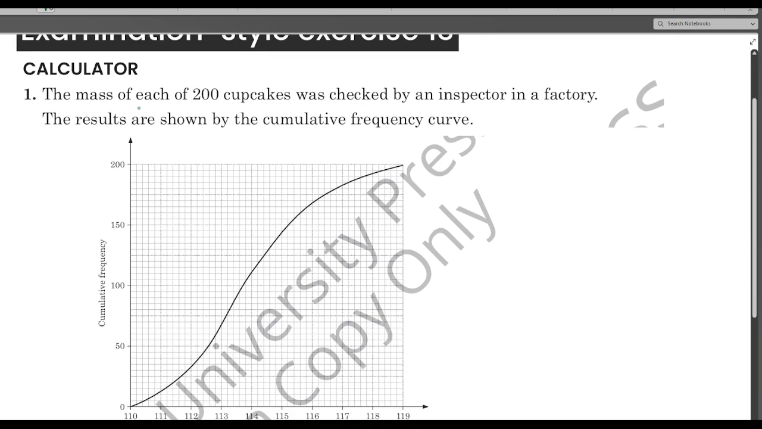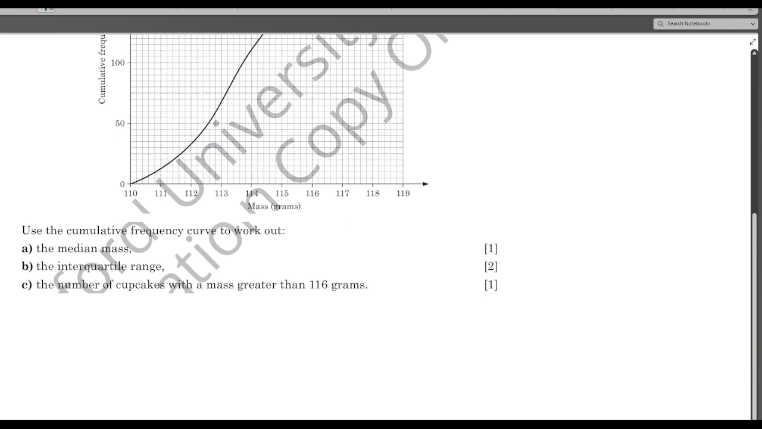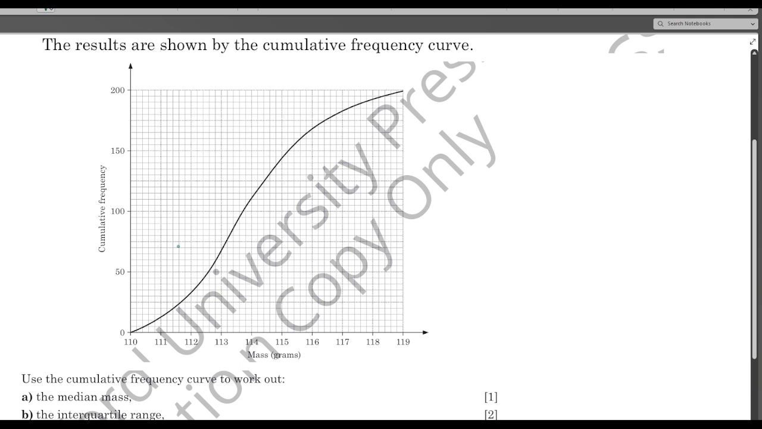The mass of each of 200 cupcakes was checked by an inspector in a factory. The results are shown by the cumulative frequency curve. Use the cumulative frequency curve to work out the median mass. Second, the interquartile range. And third, the number of cupcakes with a mass greater than 116 gram. Okay, so here the cumulative frequency graph is given.